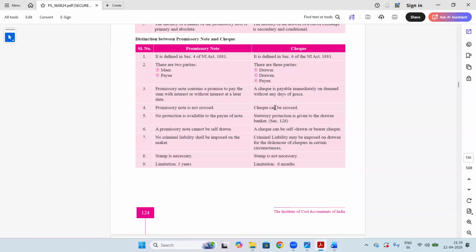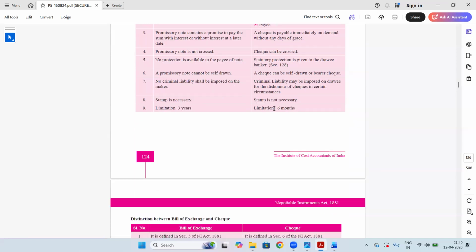Also, you should know what a check is. The difference between a promissory note and a check can be gone through. In a promissory note, there are two parties, maker and payee. In a check, there is a drawer, drawee and payee. A promissory note contains a promise, whereas a check is payable immediately on demand. A promissory note is not crossed, whereas a check can be crossed. Now, no statutory protection is available in the case of a promissory note, whereas in the case of a check, there is a statutory protection.